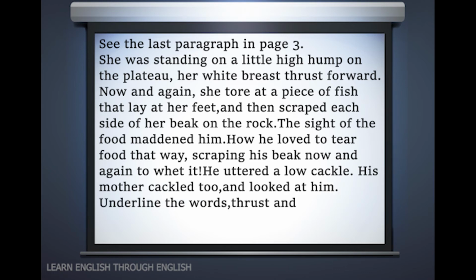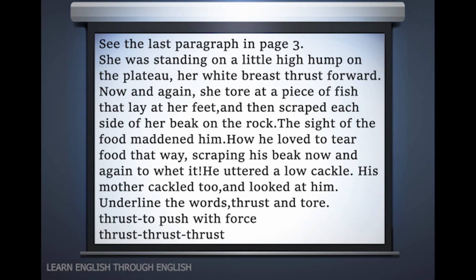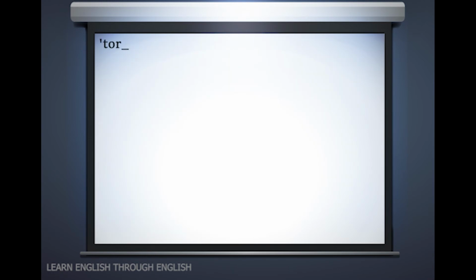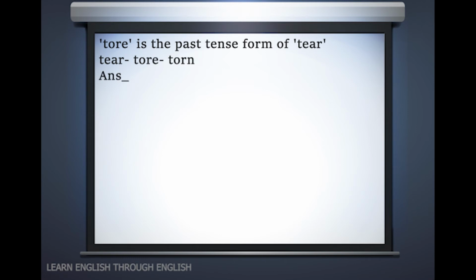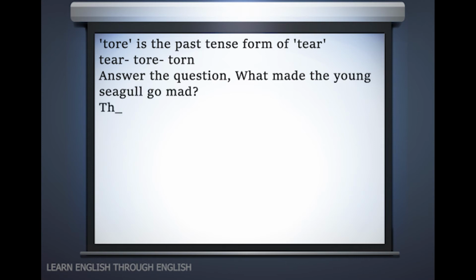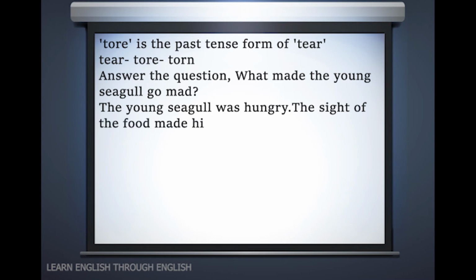Underline the words thrust and tore. Thrust is to push with force. Thrust, thrust, thrust. Tore is the past tense form of tear. Tear, tore, torn. Answer the question, what made the young seagull go mad? The young seagull was hungry. The sight of the food made him go mad.